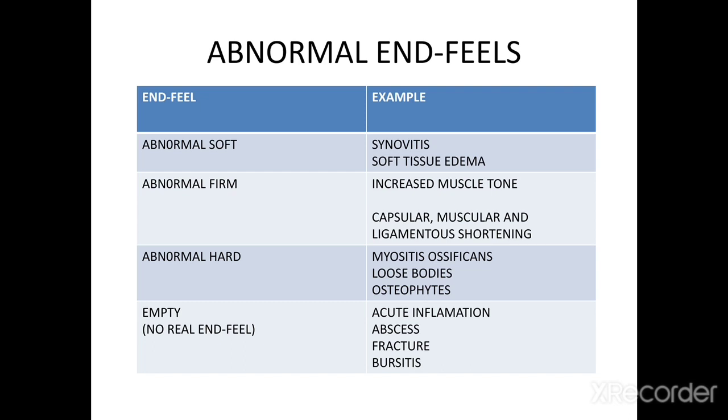The third is the abnormal hard. Here the range of motion is limited by hard structures like myositis ossificans, loose bodies, or osteophytes within the joints. That will lead to a hard end feel.